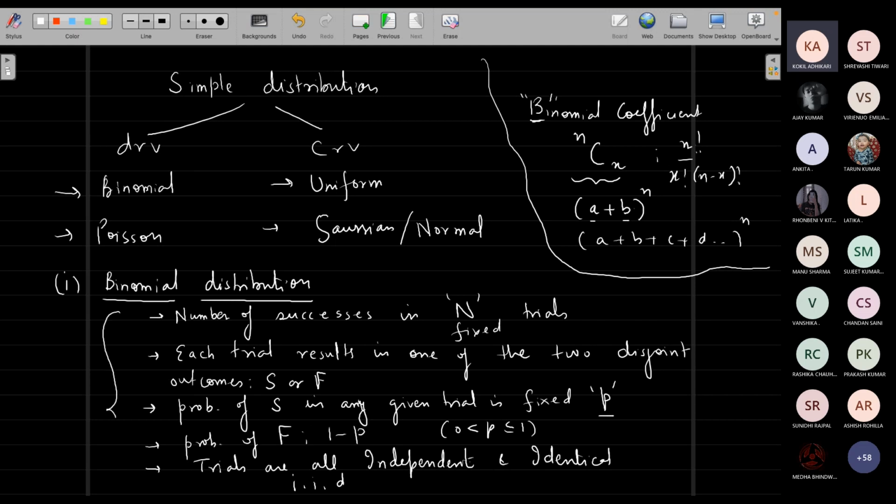My idea is to just tell you something. Whenever I am interested in having a certain number of successes, or want to figure out the probability of a certain number of successes in n fixed trials, such that each trial can result in one of two disjoint outcomes, and the probability of success in any given trial is also fixed to be p, in these cases we use binomial distribution. So only two possible outcomes, either this or that.